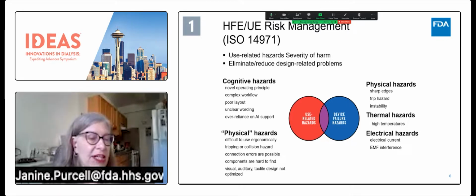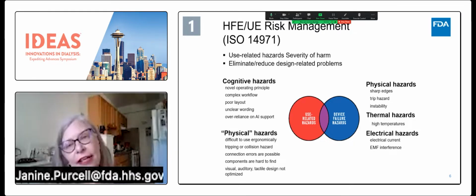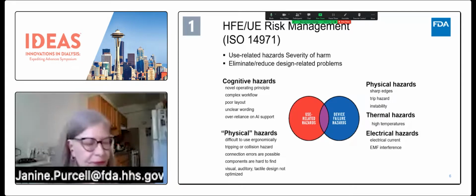And also, in some cases, a cognitive hazard that's growing with the introduction of artificial intelligence and machine learning into devices is over-reliance on AI. Just like in the airline industry, we have an automated cockpit now for pilots, and that increases training demands, so they still remember what to do when they have to take over and manually control things. So there's a similar concern in the medical device world as well.